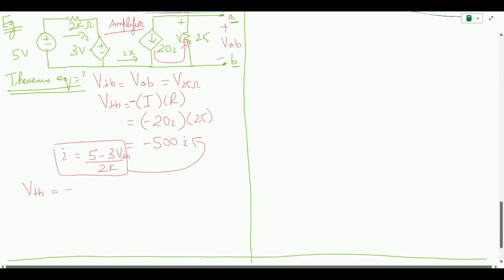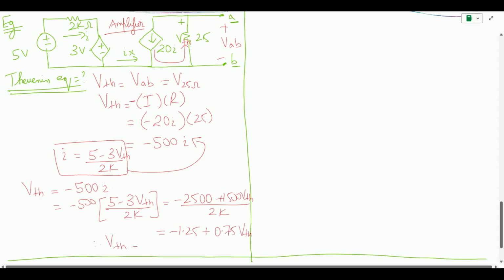So VThevenin equals minus 500I, which equals minus 500, and the value of I is 5 minus 3 VThevenin divided by 2K. If we solve this, this comes out to be minus 2500 plus 1500 VThevenin divided by 2K, and if we further solve this, it comes out to be minus 1.25 plus 0.75 VThevenin, and finally VThevenin comes out to be minus 5 volts. So this is the Thevenin voltage of negative 5 volts.